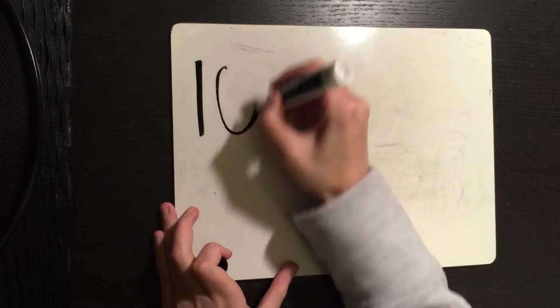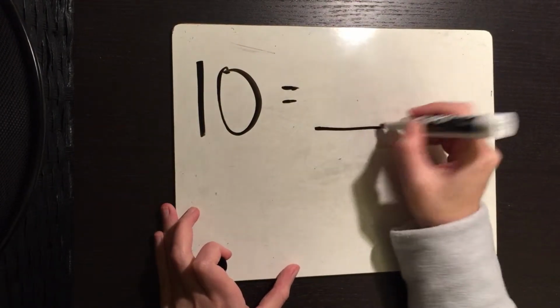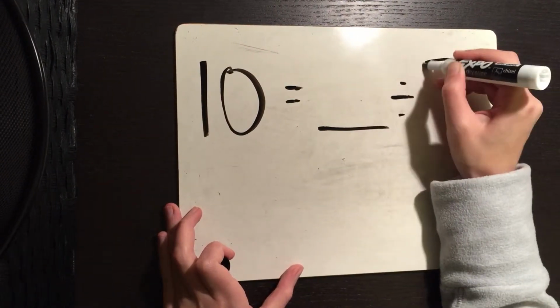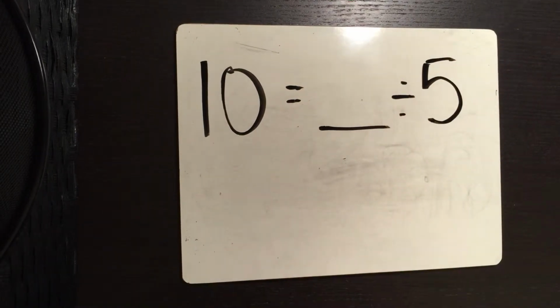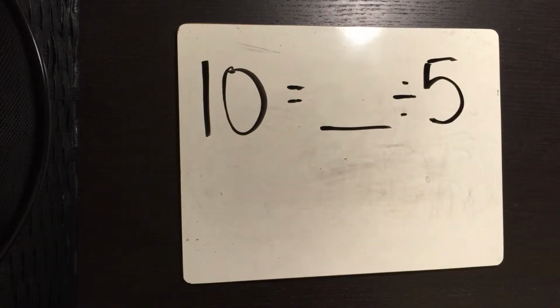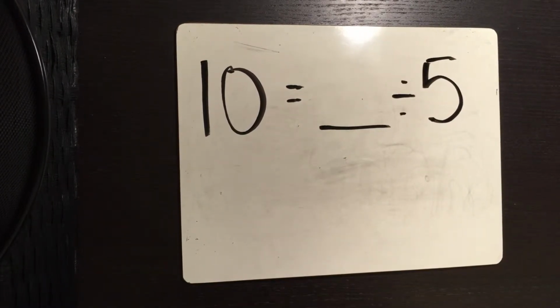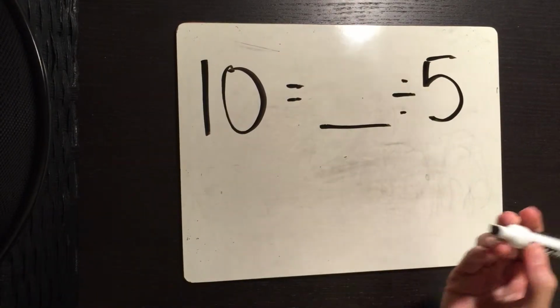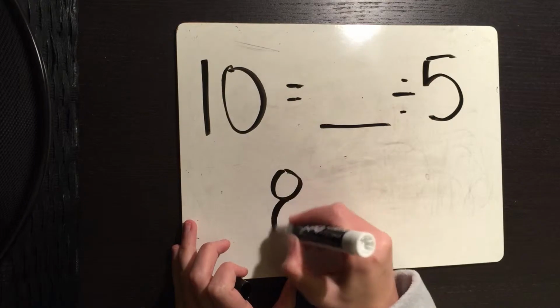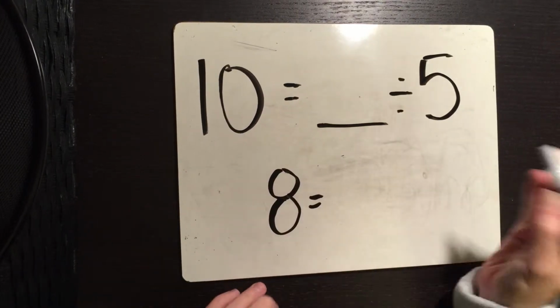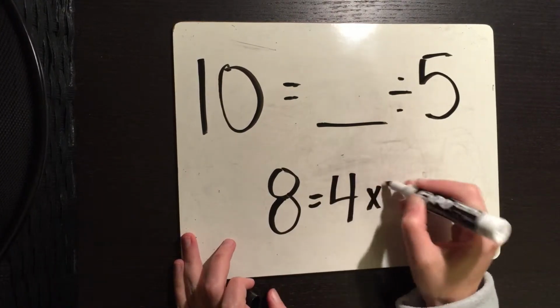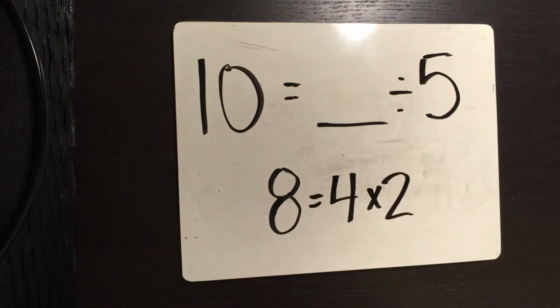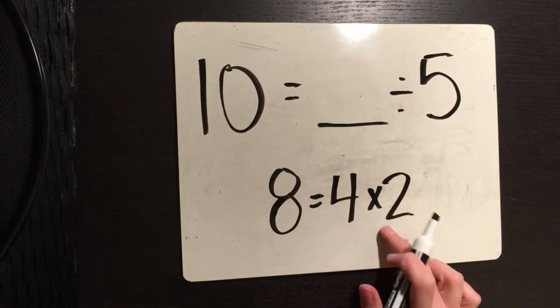So, part B, Melanie uses the equation 10 equals something divided by 5 to figure out how many blueberries she needs. Is her method correct? Why or why not? So I want to talk about something first. Ignore this on the top. What if I said 8 equals 4 times 2? Would you say that was right? Yes, because 4 times 2 equals 8.